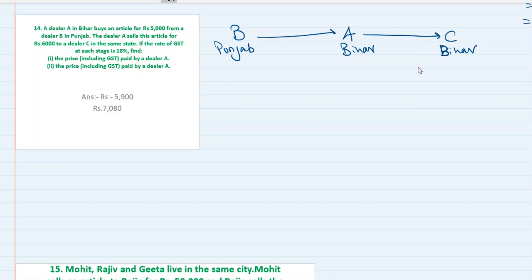If the rate of GST at each stage is 18%, find the price including GST paid by dealer A. Great. And the second question is the price including GST paid by. How come they are asking the same question twice? Let me check the question, please.